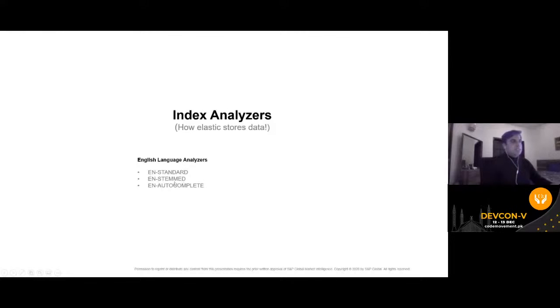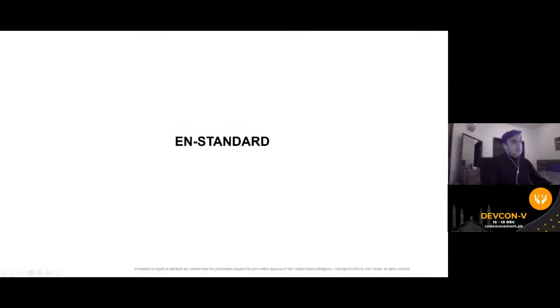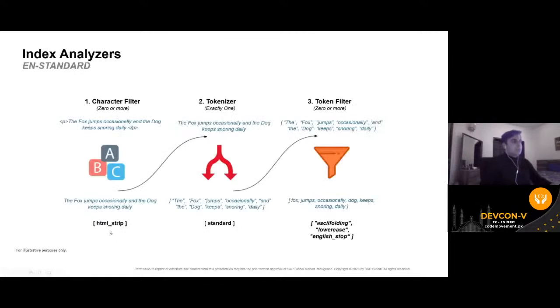EN standard, EN stemmed, and EN autocomplete analyzers today. So let's go to the EN standard analyzer. This one consists of HTML strip again as a character filter, standard tokenizer, but in token filter we have three token filters this time. One is ASCII folding, lowercase, and English stop. And I'll explain what it does.